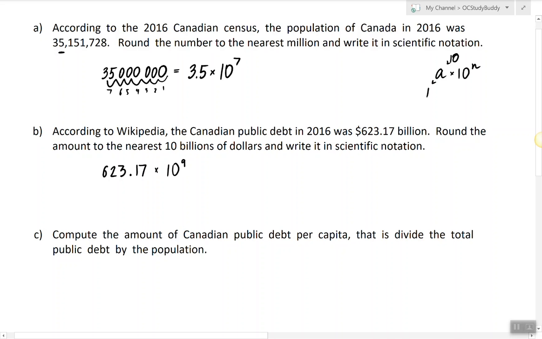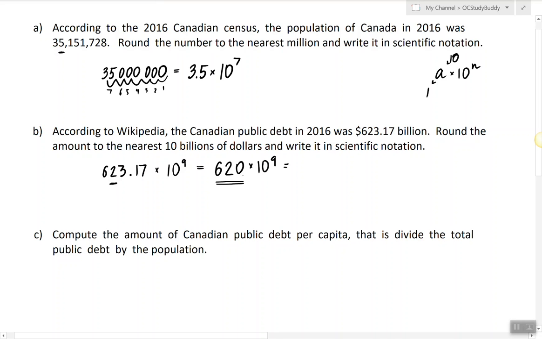Now it says round the amount to the nearest 10 billion. To round the amount to the nearest 10 billion means we have to first find the 10 billion digit. So it's this one, and then we're going to look to the right. And if that number again is less than 5, we're going to assign it to be a 0. So in this case, rounding the number will give us 620 billion. And now notice that it's not in scientific notation because 620 is not between 1 and 10.